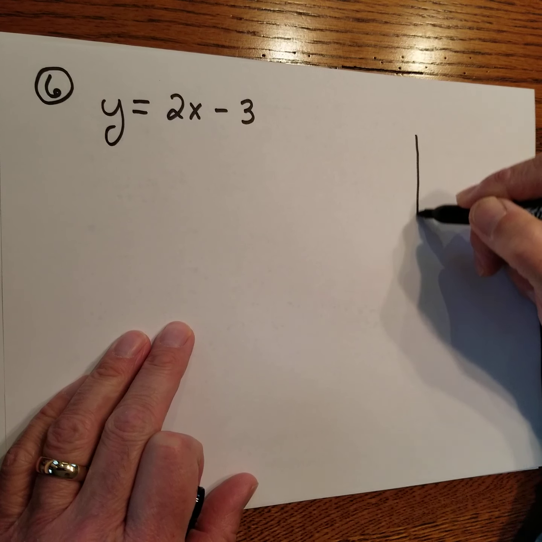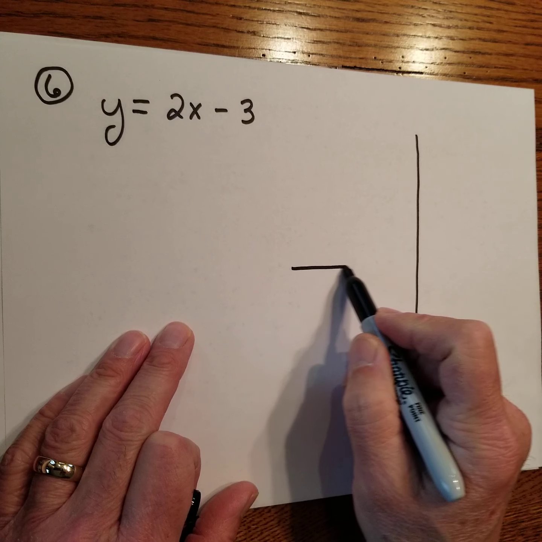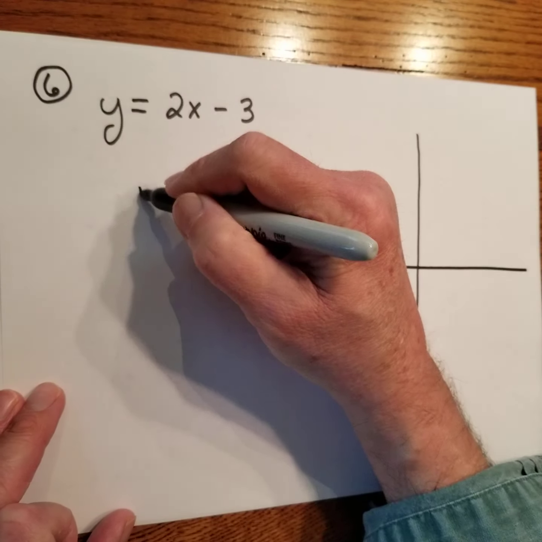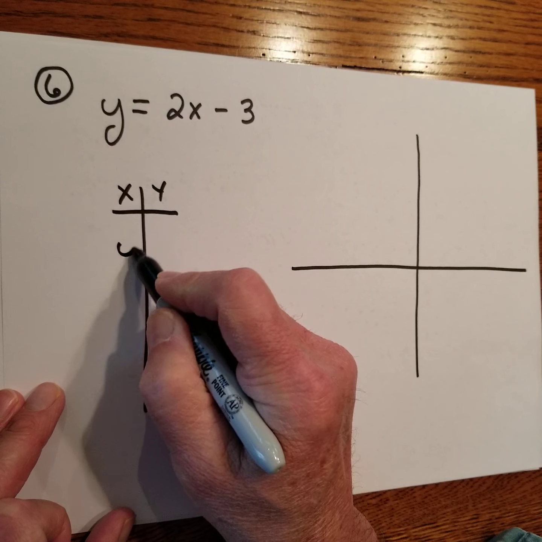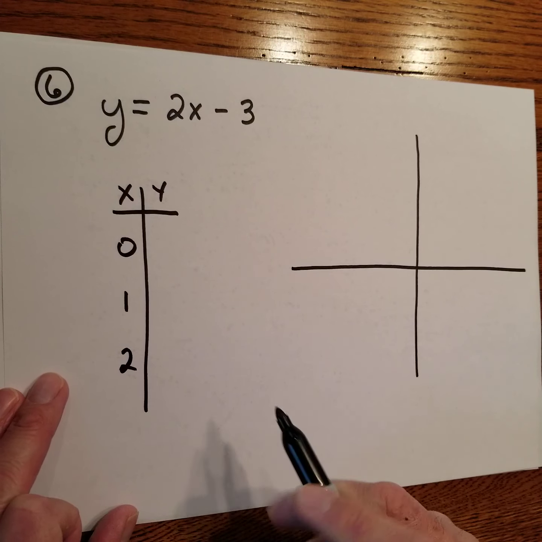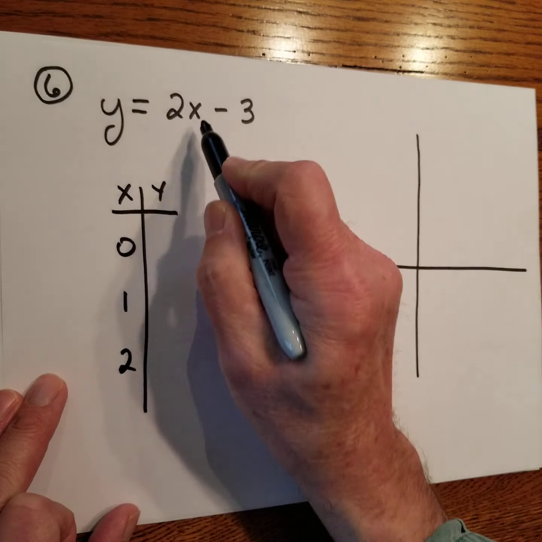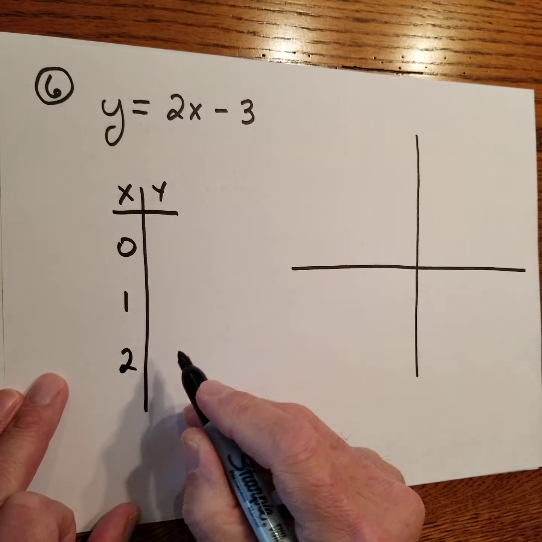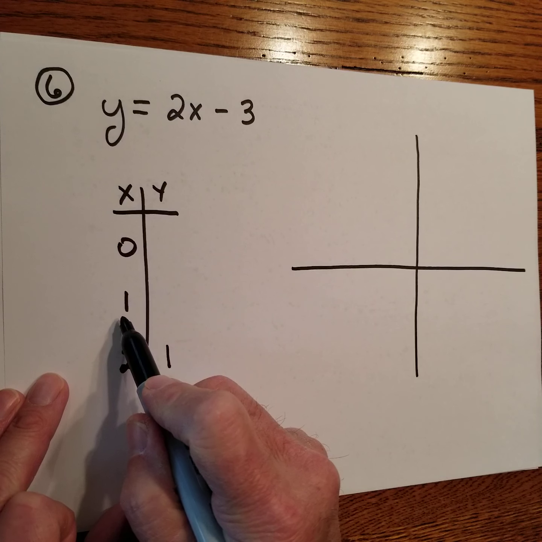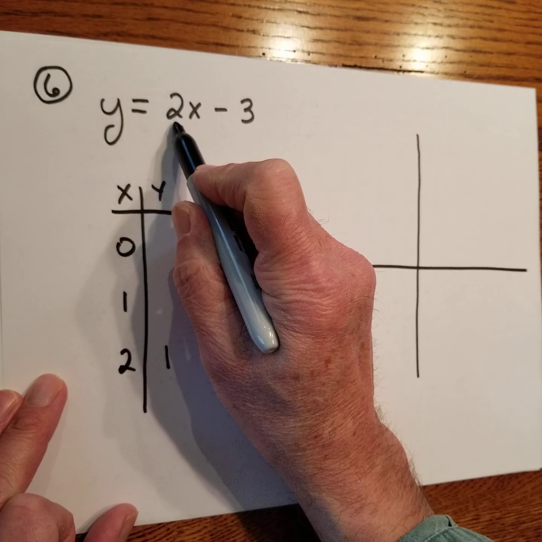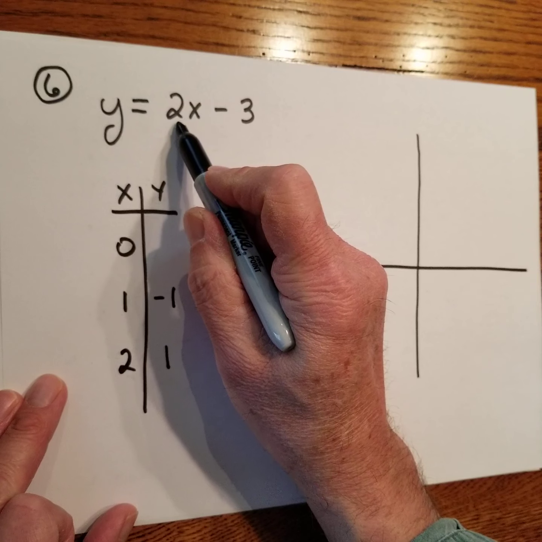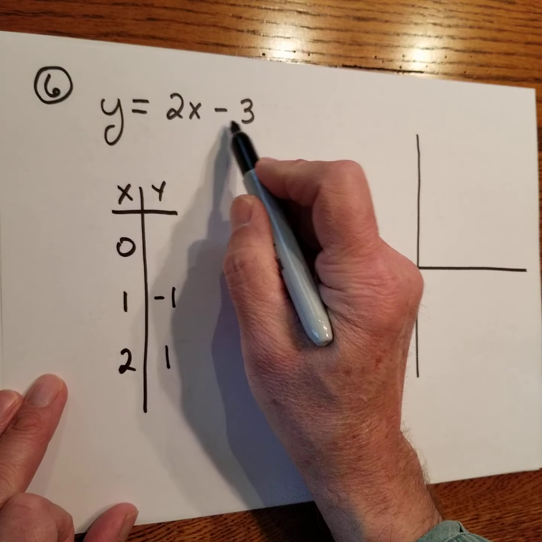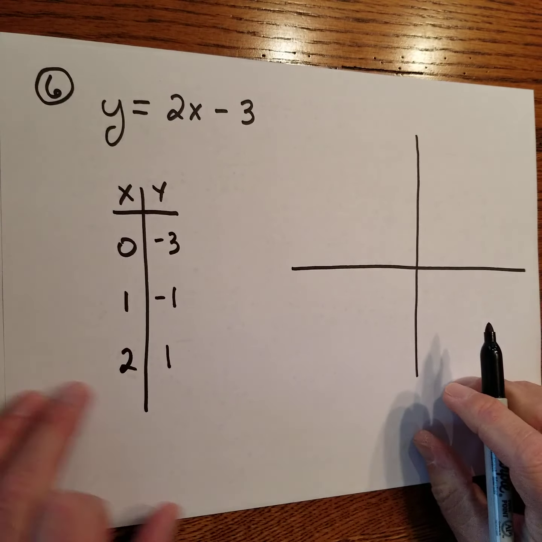Again, here's my graph and my XY chart. Since there are no fractions, we'll use 0, 1, and 2. When I plug in 2 for x, 2 times 2 is 4. 4 minus 3 is 1. Plug in 1. 1 times 2 is 2. 2 minus 3, -1. When I plug in 0 for x, 0 times anything is 0, and 0 minus 3 is -3.